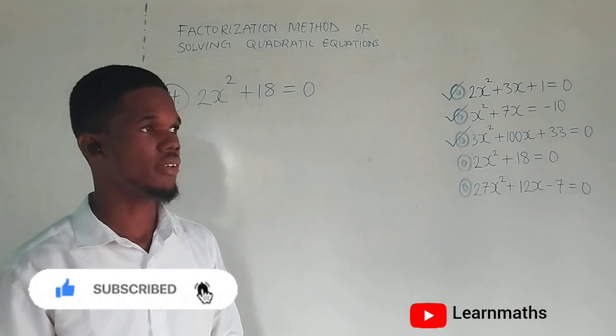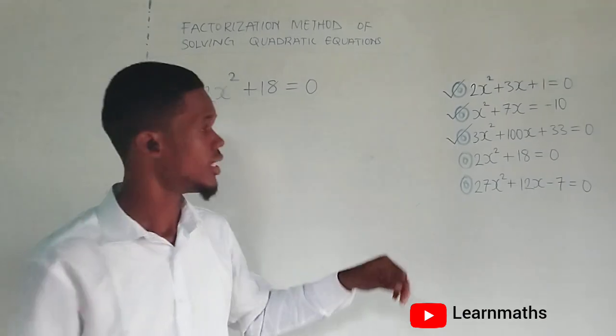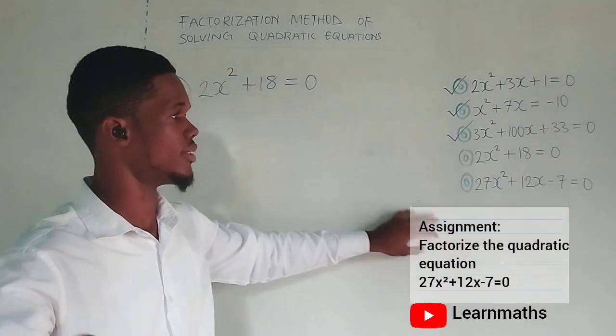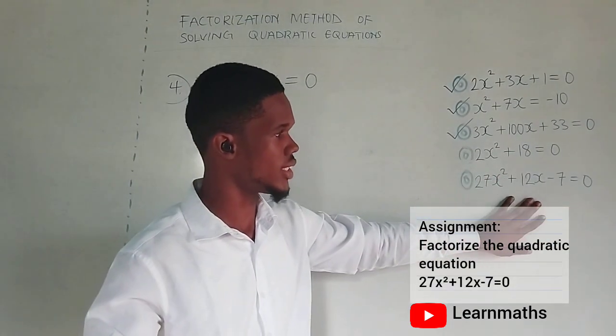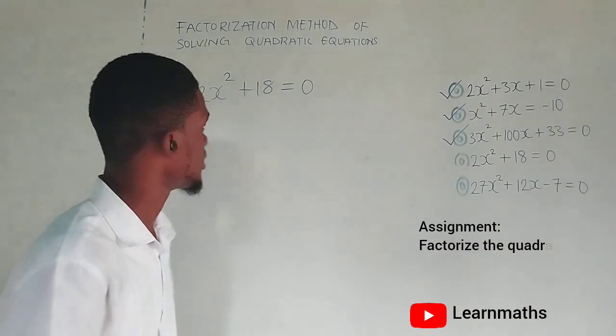It's looking confusing, right? We're going to get back to it. But let me inform you guys that this fifth equation here, you're going to take it as your assignment. Factorize this fifth quadratic equation and drop the answer in the comment section below. So let's get back to this fourth equation.